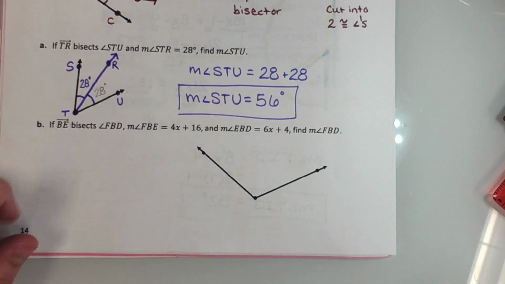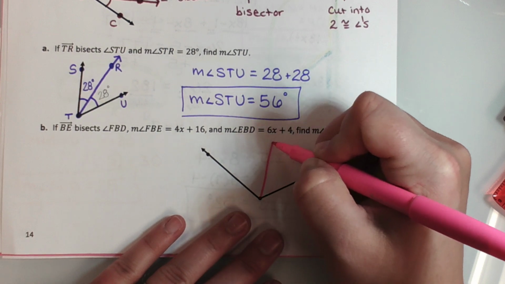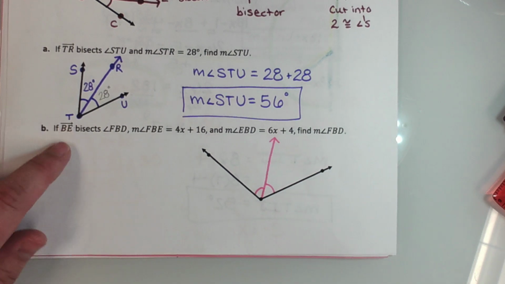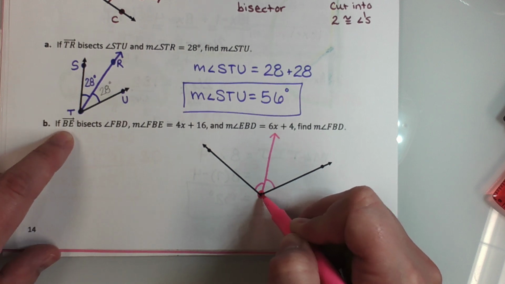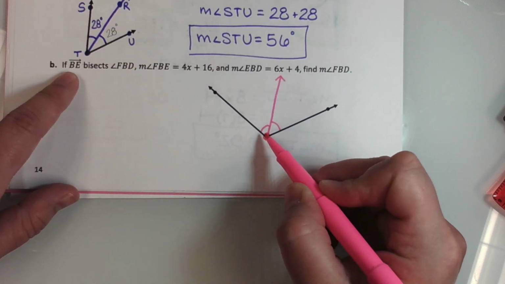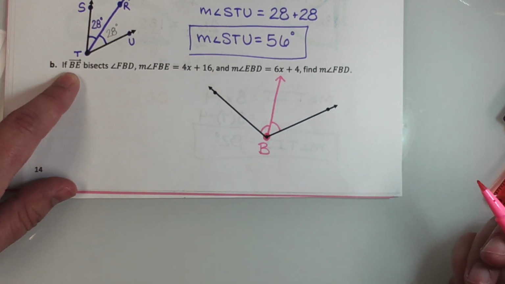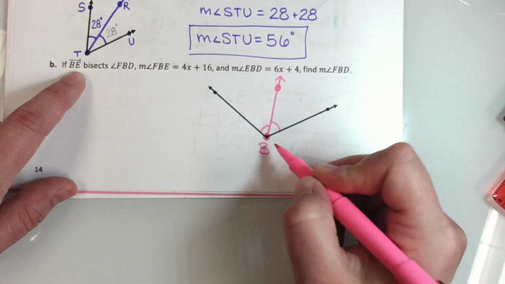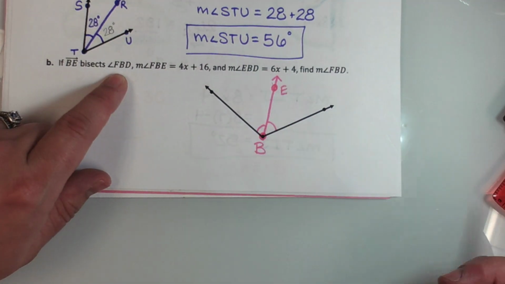BE bisects angle FBD. So I got this angle that I drew out already. I'm going to draw a bisector. So I'm going to try to go directly through the middle as best as possible, making that congruent to that. That bisector was BE, which means what's this point got to be? B. Where's E got to be? Somewhere on the bisector, somewhere on this ray. It doesn't matter where, other than not right there. E. Okay, the angle that got cut in half was angle FBD.